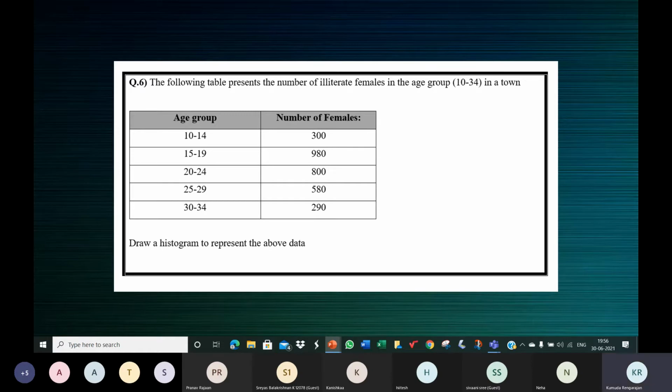But to put up a histogram, the class intervals have to be continuous. Otherwise, the rectangles will not stick to one another. When there's a gap 10 to 14, and then if the next rectangle is 15 to 19, how will the rectangles stick to one another? When the class intervals are not continuous, you're not supposed to make the histogram with them. We have to make the class intervals continuous. How do we do that?